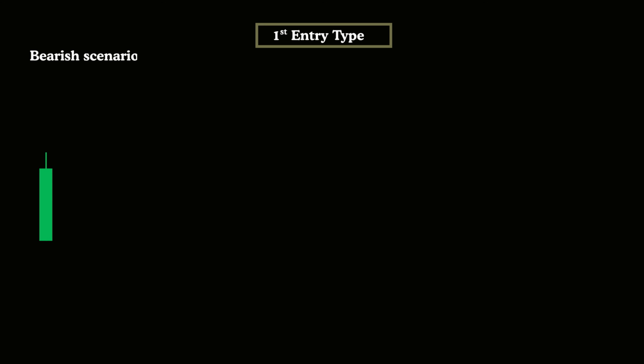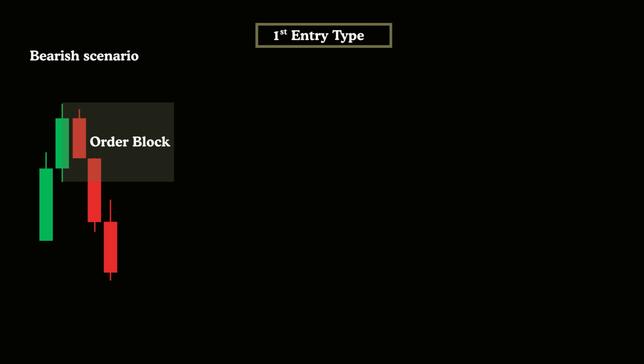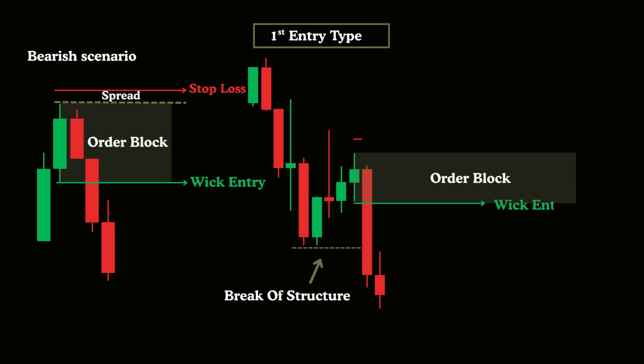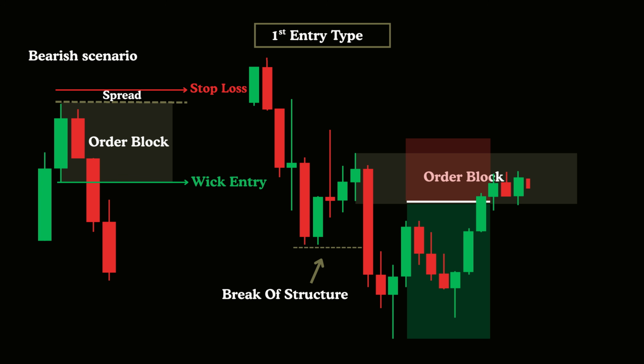The first entry method utilizes the wick for trade execution. In this approach, once a valid order block is identified, we position our buy/sell order directly on the wick. For a sell setup, the stop loss is placed a spread size above the order block's upper wick, offering a more generous stop loss margin. This setup offers a larger stop loss margin, which can directly impact the reward to risk ratio by reducing it. However, using this type of entry increases the likelihood of your order being triggered, as the price may only tap the wick before moving in your anticipated direction.